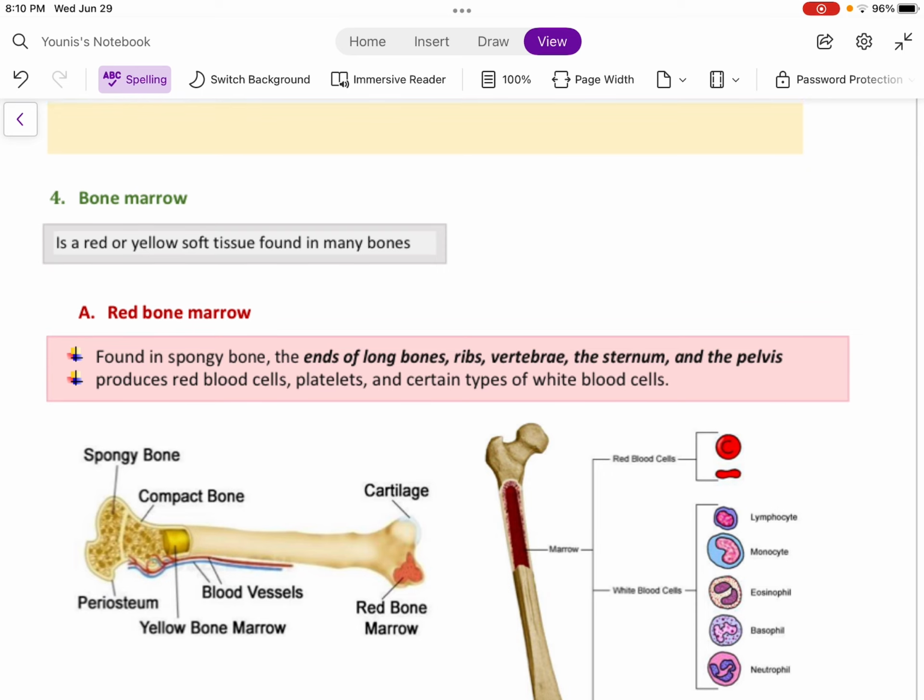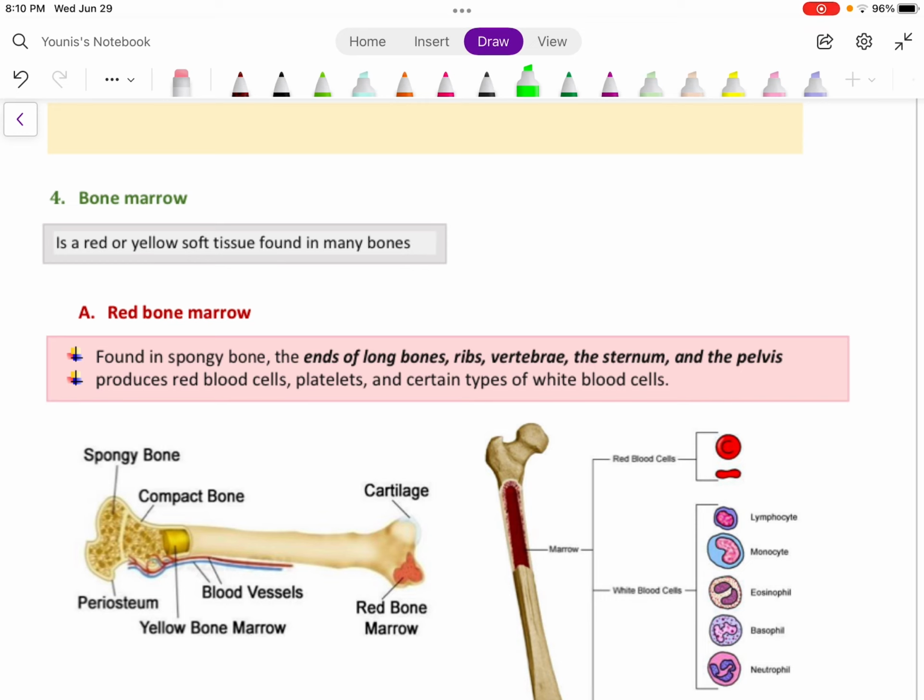The very last part of most bones, or the long bones, let's say, is the bone marrow. Bone marrow can be red or yellow. They can be of two types, and they are found in different locations and in different bones. Alright, so let's start with the red bone marrow. The red bone marrow is found in spongy bone. Wherever there is spongy bone, the cavities of the spongy bone are filled with red bone marrow.